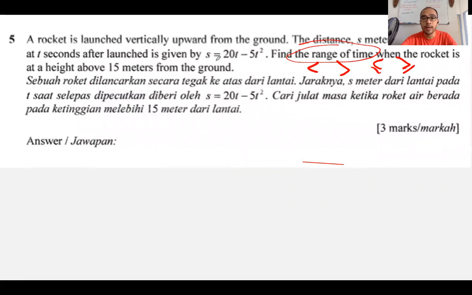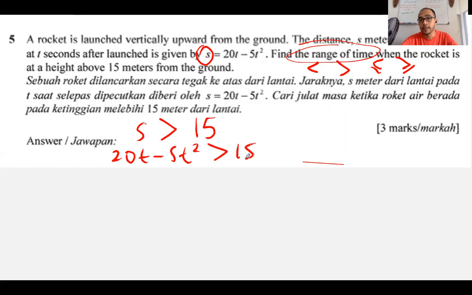Now 15 meters from the ground is called S. Okay, it's called S. So we're looking at S is more than 15. Okay, this is our starting point. Height is 15 meters above the ground. Therefore, if I substitute, it will be 20t minus 5t squared more than 15. Okay, I move to the other side, I will get negative 5t squared plus 20t minus 15 more than 0.